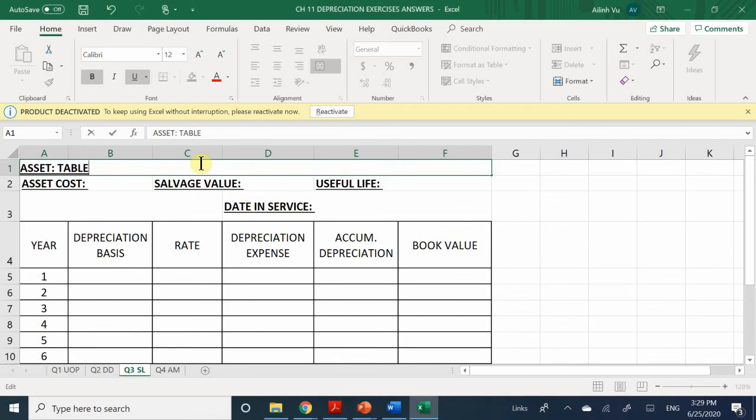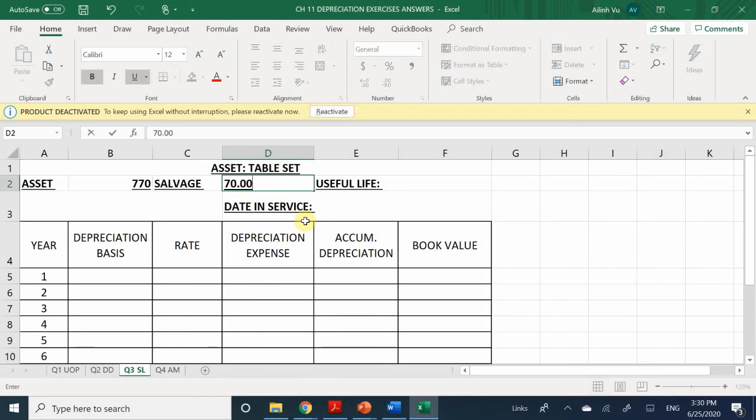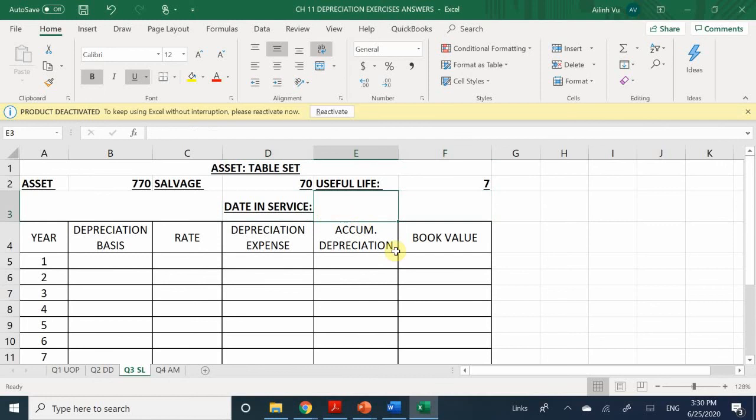So we've got a table set going on here. I'm going to break this up. So what is my asset cost? $770, correct? Yes. I have a salvage value of $70. And my useful life is going to be 7 years. And the date I put it into service is the 21st of August, so 8/21. See, I told you it messed up. We should have gone with the 7s.